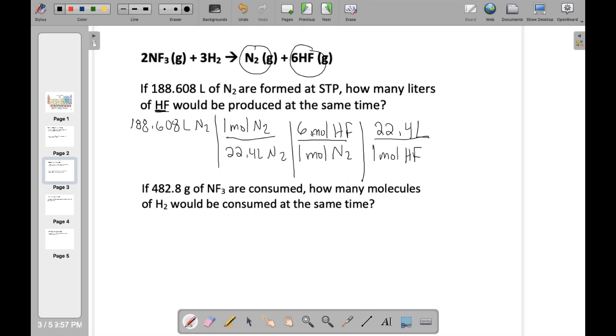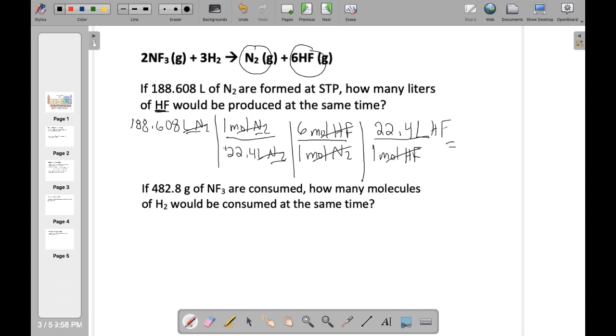This is why I really stress that you should write these units in. I notice sometimes students don't do it, but I really stress that you probably should do it, because now we know. Let's go check and see if the units cancel. Liters of nitrogen, liters of nitrogen. Moles of nitrogen, moles of nitrogen. Moles of hydrogen fluoride, moles of hydrogen fluoride. I'm left with liters of hydrogen fluoride, which is what I want.